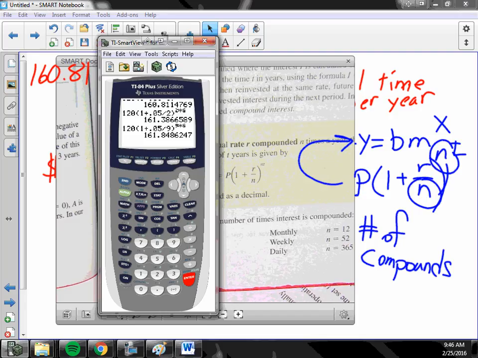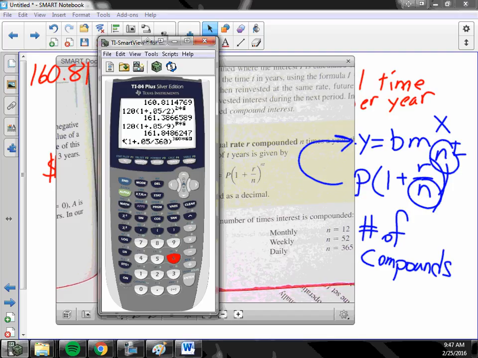So I'm going to go in and I'm going to change it to 360. So 360. And then 360 times 6. So if we compound every single day, so at the end of the day, the bank looks at your account and they calculate the interest. Now, most banks don't pay the interest on that day. Mine pays me every 3 months.